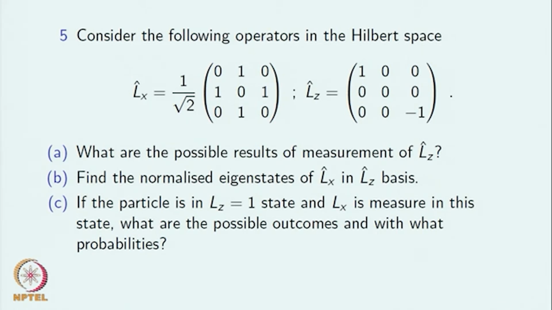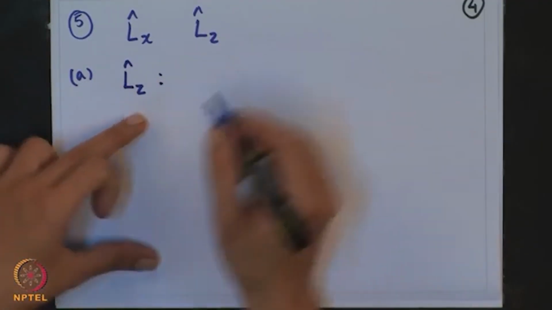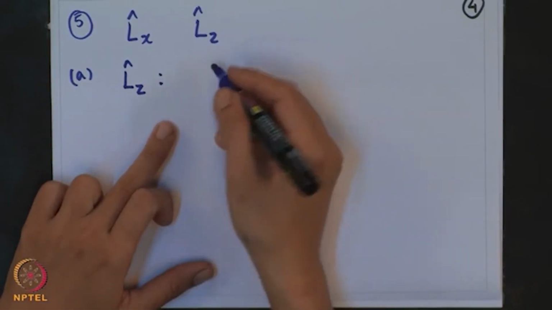The first part asks what the possible results of measurement of Lz are, and you have to find the normalized eigenstate of Lx in terms of the Lz basis. The third part is: if the particle is in an Lz state and Lx is measured in that state, what are the possible outcomes that we get. So, Lx is given to you and the Lz operator is given to you.